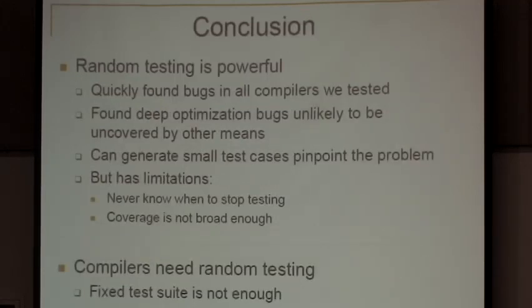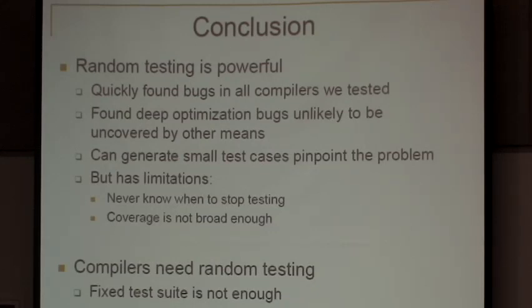So in conclusion, random testing is powerful. We have quickly found bugs in virtually all the compilers we have tested, including LLVM and GCC. We have found deep optimization bugs not likely to be uncovered by other means, such as static analysis. We can generate small test cases which can pinpoint the problem, so the compiler developers don't have much trouble reproducing it. But there are some limitations for our random tester.